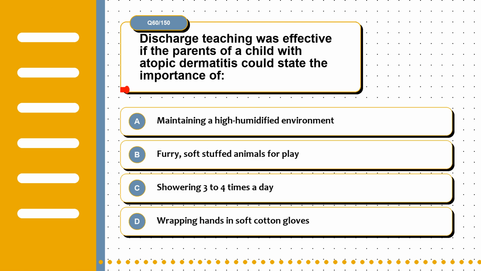Question 60. Discharge teaching was effective if the parents of a child with atopic dermatitis could state the importance of. Here are the options. Option A. Maintaining a high humidified environment. Option B. Furry, soft stuffed animals for play. Option C. Showering 3 to 4 times a day. Option D. Wrapping hands in soft cotton gloves.